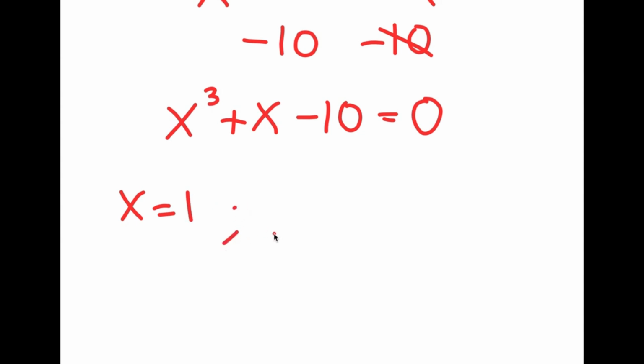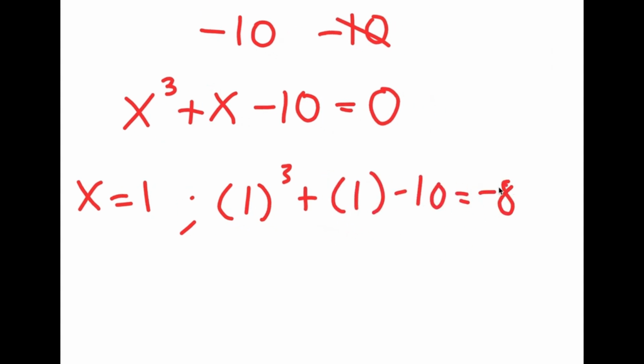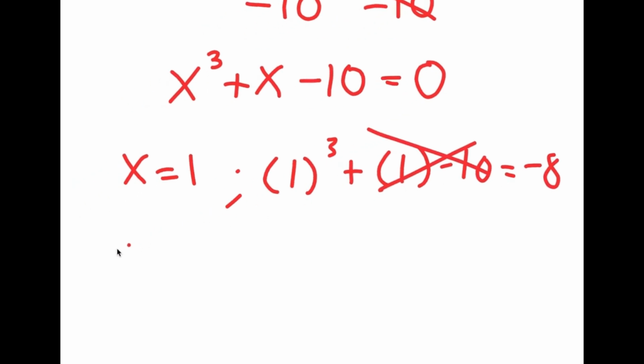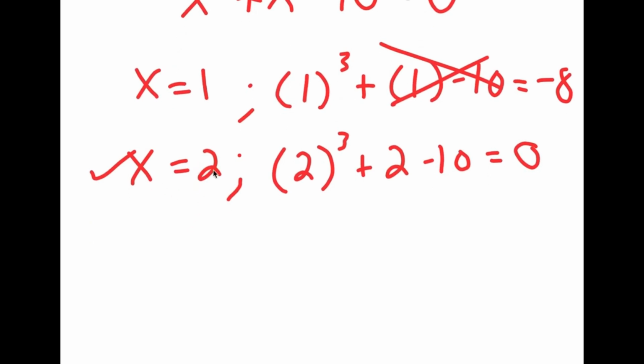When x equals 1, I get 1 to the power of 3 plus 1 minus 10, and this is equal to negative 8, which does not equal 0, which is wrong. Now let's try x equals 2. When x equals 2, I get 2 to the power of 3 plus 2 minus 10. 2 to the power of 3 is 8, 8 plus 2 is 10, 10 minus 10 is 0, so this works.